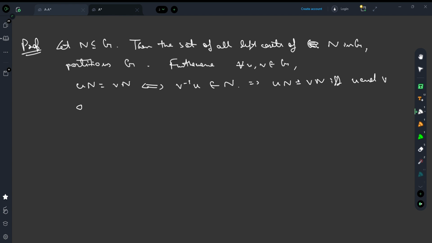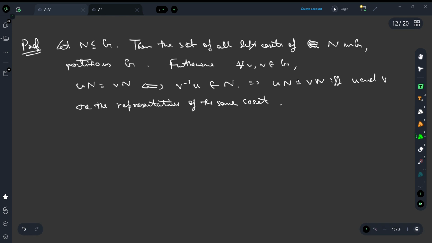Which implies un equals vn if and only if u and v are the representatives of the same coset. U and v are the representatives of the same coset. Okay, yeah, let's check it out.